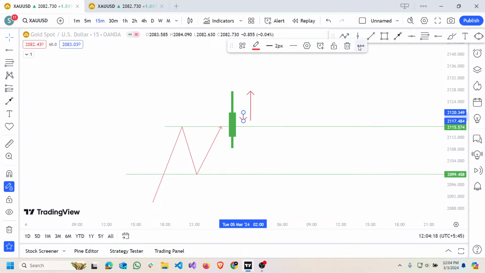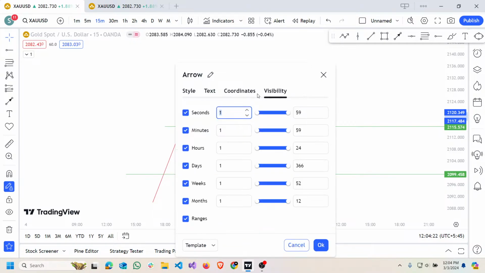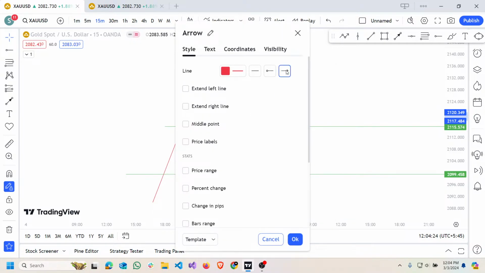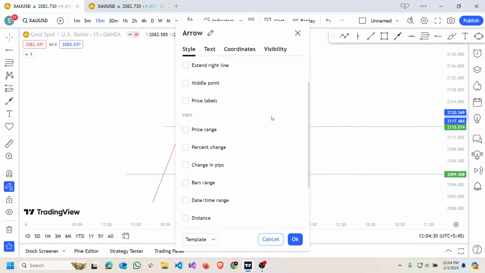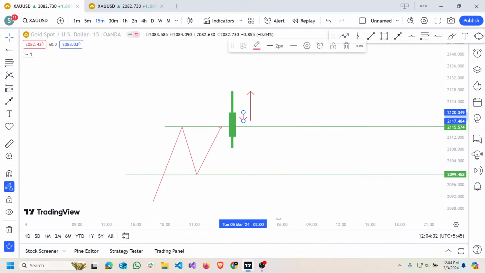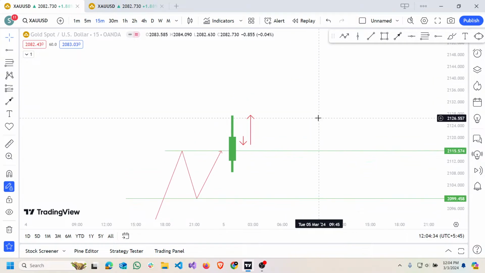Can you make this arrow a little smaller? No, okay, it's all right.